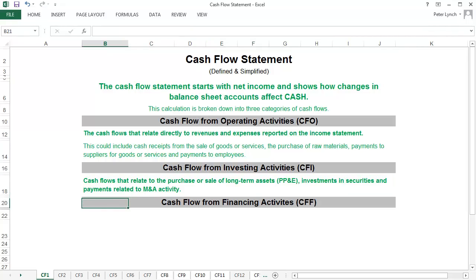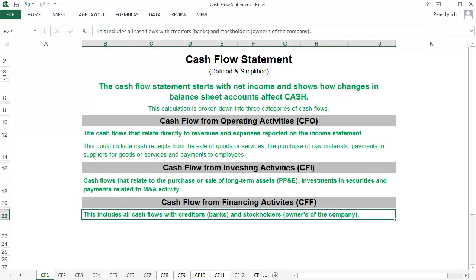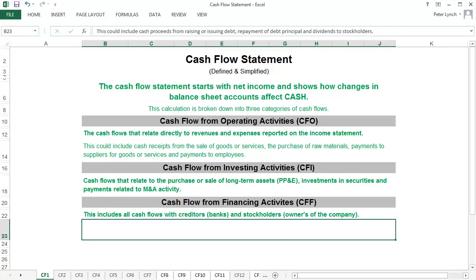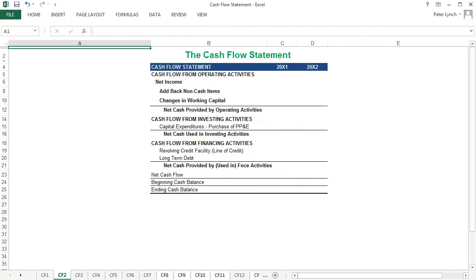And finally, you have cash flow from financing activities, which includes all cash flows with creditors, which you could think of as a bank, and stockholders. To provide some context, this could include proceeds from raising or issuing debt, repayment of debt principal, and dividends to stockholders. In its most concise format, this is the cash flow statement. And on this concise template, you can see how it is made up of cash flow from operating activities, cash flow from investing activities, and cash flow from financing activities.